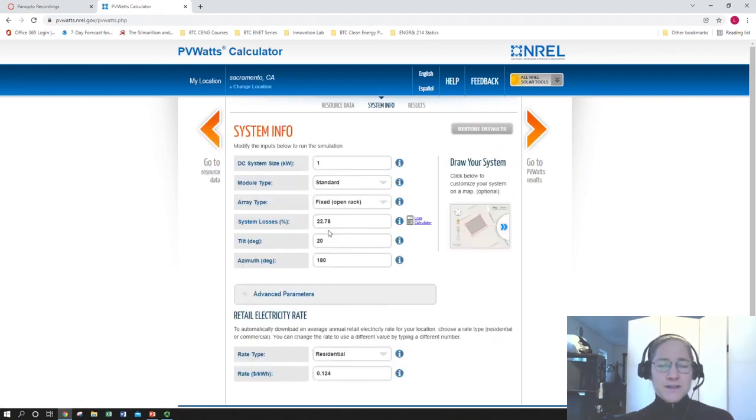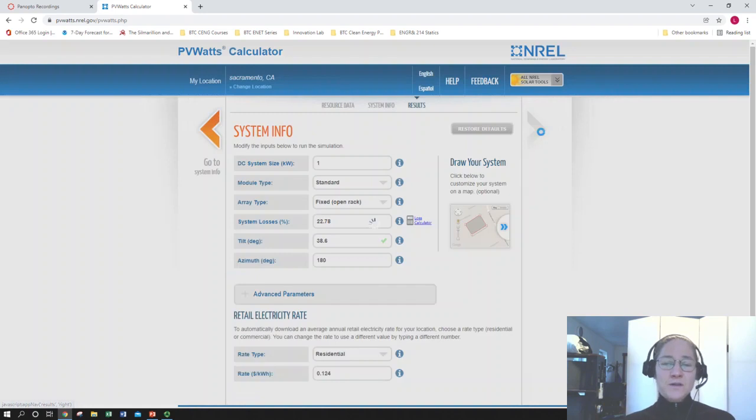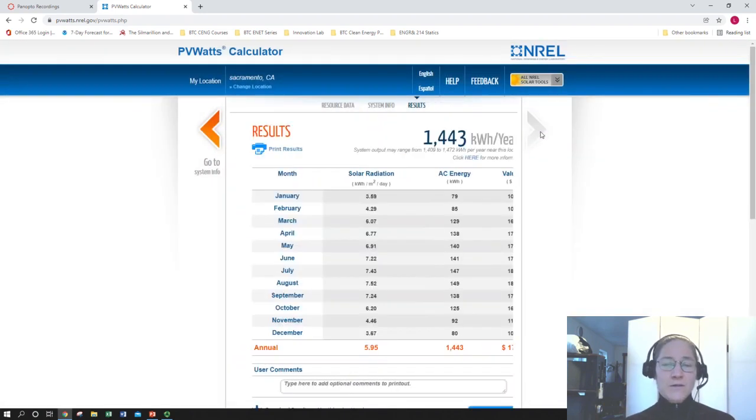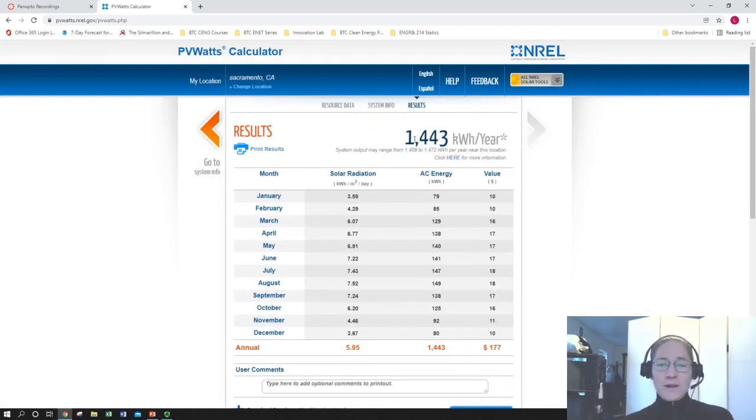So let's go back to our system data, and let's try using a tilt that is more or less equal to our latitude. So let's go with 38.6. Generally, that is not a bad place to start. So remember, we had about 1,418 kilowatt hours for the year. So having tilted our panel up, you can see we got a good deal more. Not a huge amount more, but we got some more.